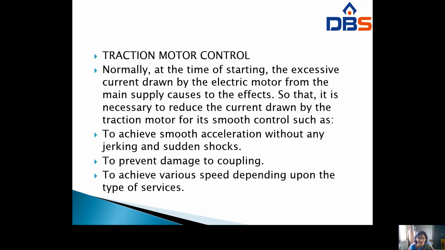Okay, so the next one is to achieve various speeds depending upon the type of service. You have different services: mainline services, urban services, suburban services in traction purpose. For different services the train speed is different. So, to achieve various speeds depending upon the type of service, you control the traction motor.